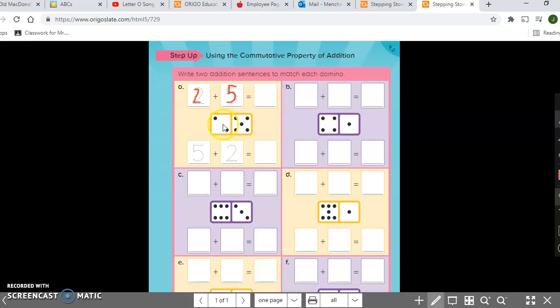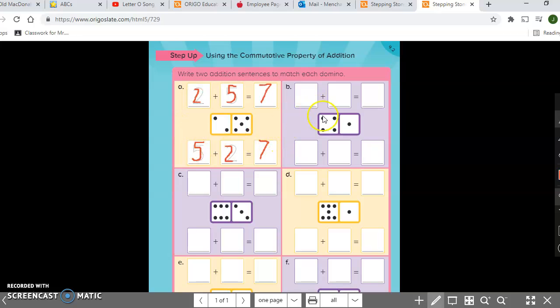What's the total? 1, 2, 3, 4, 5, 6, 7. Okay? And then the turnaround the other way would be 5 plus 2 equals how many? Can you tell me right now without us counting? How many that would be? 1, 2, 3, 4, 5, 6, 7. It's still 7. Whether you write this way or that way.